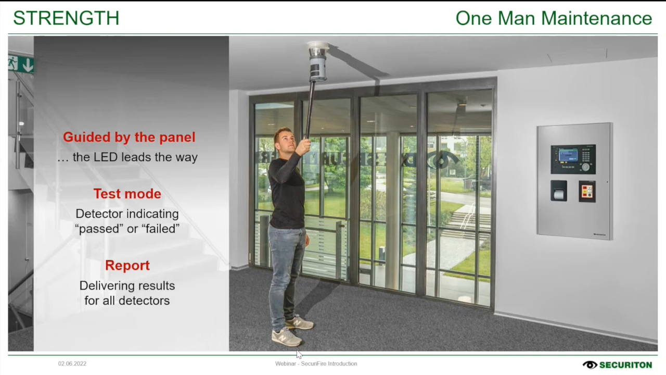Then what we see here, a guided maintenance function, which means a one-man maintenance. You have the possibility to switch your loop to maintenance. Then it leads you automatically through by the included detector LED on the detector. So the first detector will activate its LED, you spray it, and it automatically creates a maintenance list, a report over the whole maintenance.